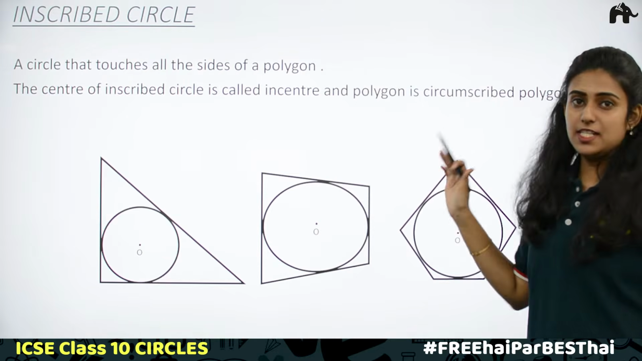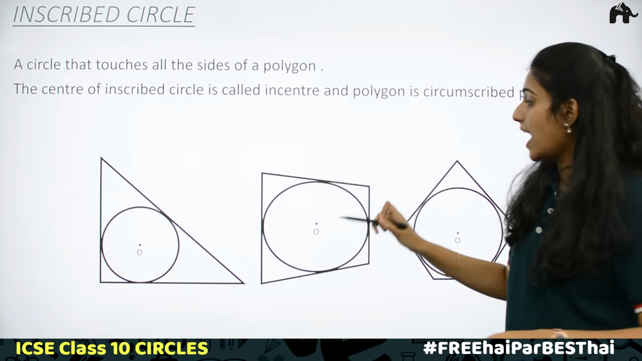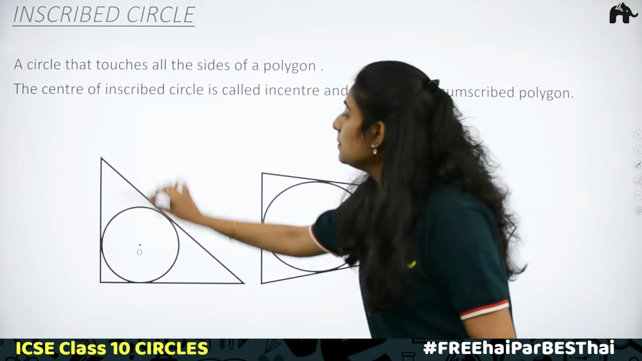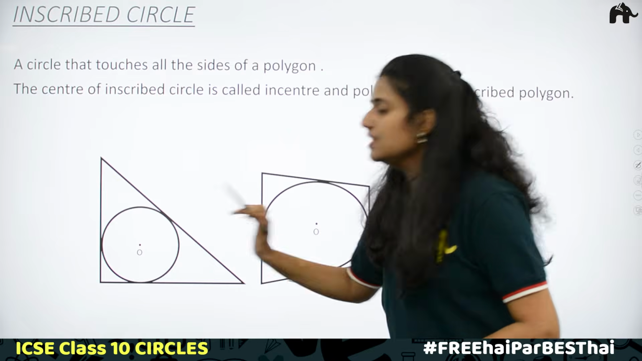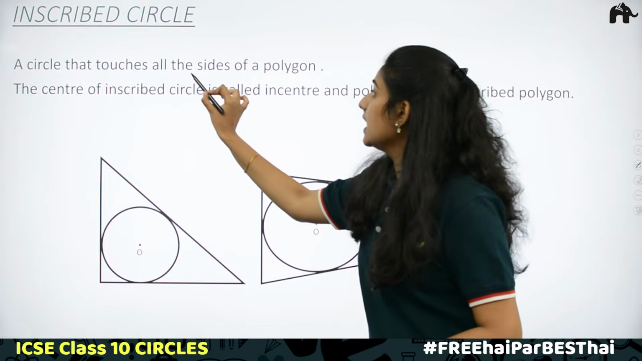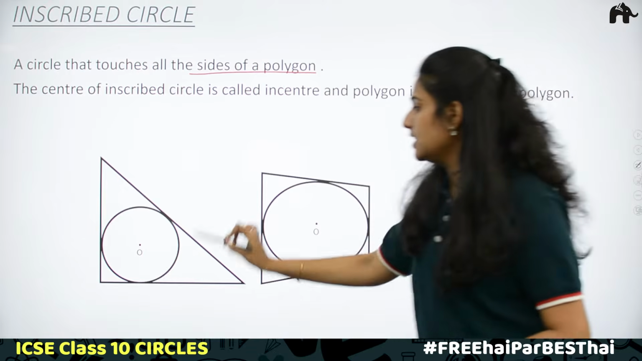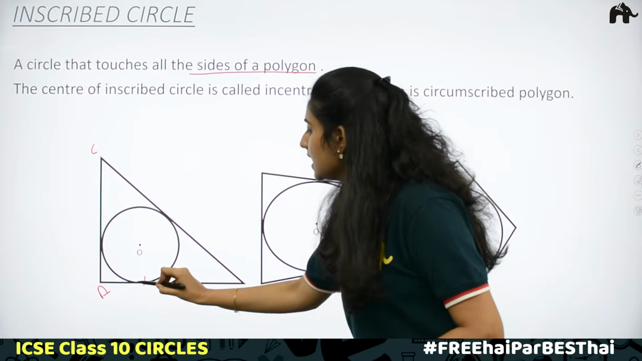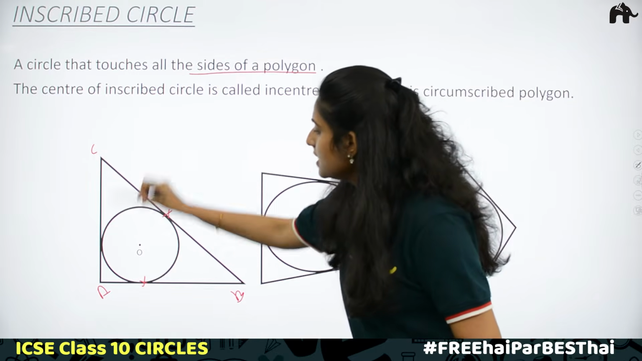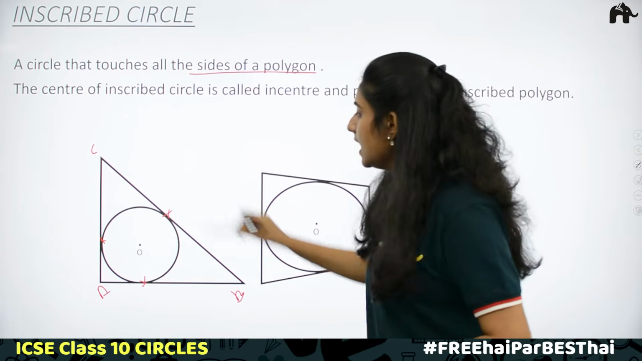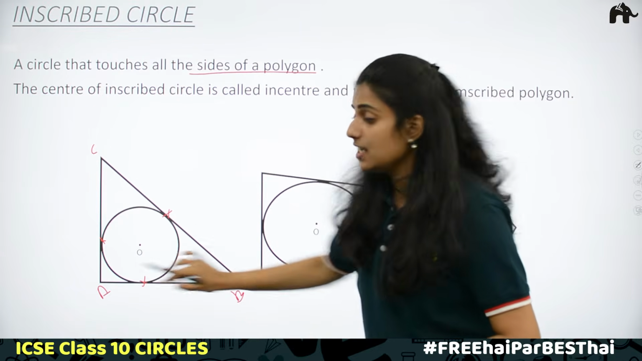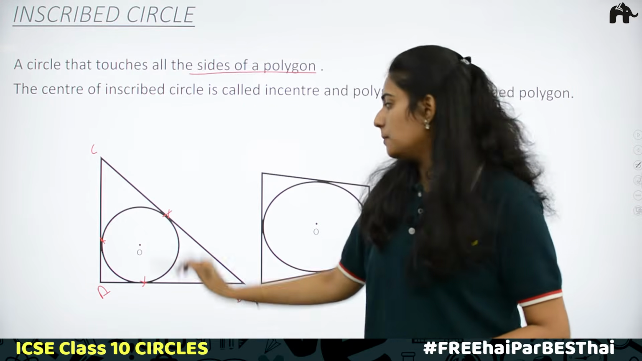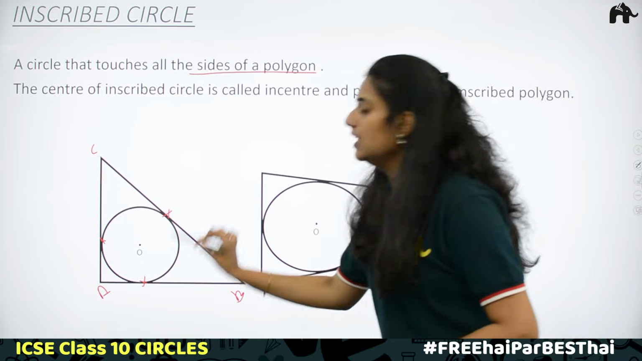Next is inscribed circle, just the opposite. In the previous figures, we had the circle outside and the polygons inside. Here we are having the polygons outside and the circle comes inside the polygon. Okay, a circle that touches all the sides of a polygon. When you consider this, ABC is the triangle and the circle touches AB at this point, BC at this point and AC at this point. We have 3 sides and the circle is touching the 3-sided polygon at 3 points. Okay, it is touching all the sides of this polygon. So this circle is an inscribed circle.